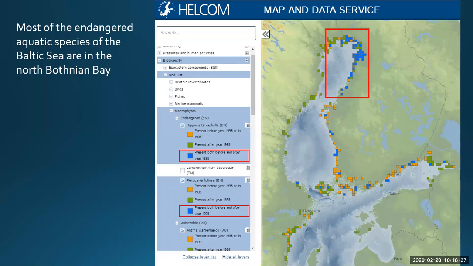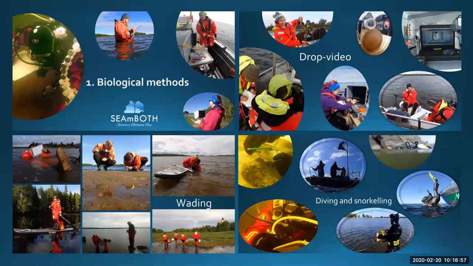If you look at the species map here, most of the endangered aquatic species of the Baltic Sea are found here in the northern parts of the Baltic Sea. If you look at the color codes, the blue ones are the endangered species that are existing right now. The green and orange ones are historical ones. So that's a special thing here in the northern Bothnian Bay.